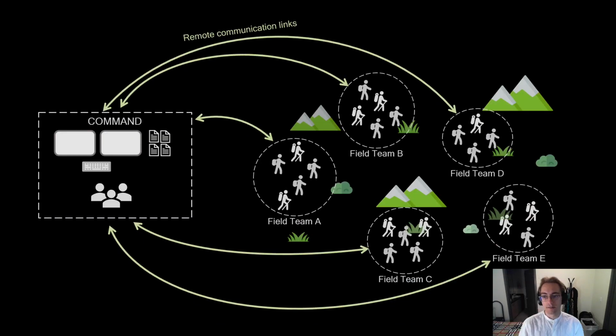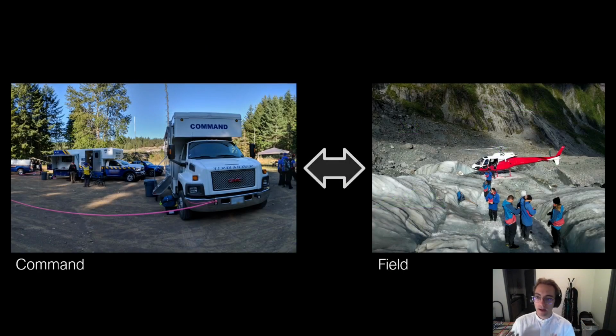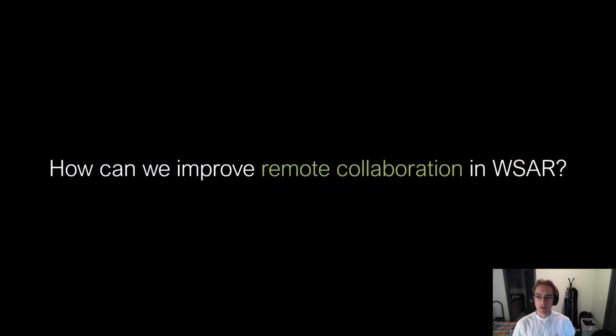In a large search operation, it usually looks something like this. There'll be multiple field teams, all instructed and coordinated by a team of search managers who work from a command post. So the collaboration is very distributed in nature in that there are many endpoints and lots of back and forth communication and information sharing. In particular, there are two key locations, with one being the command post and the other being the field location. And there's remote collaboration going on between these two locations. So the key question guiding this work is, how can we improve this remote collaboration?